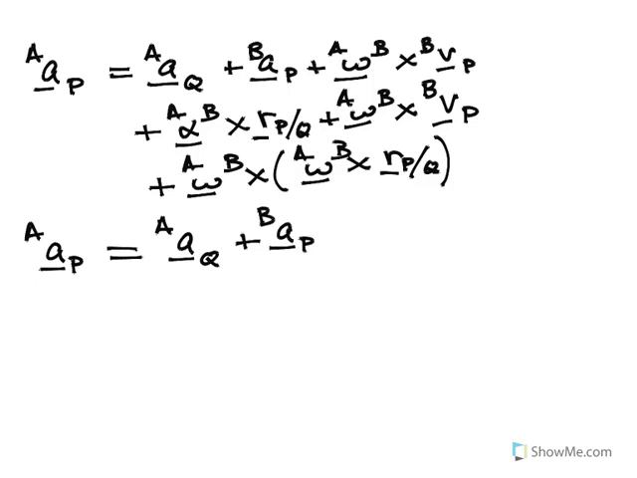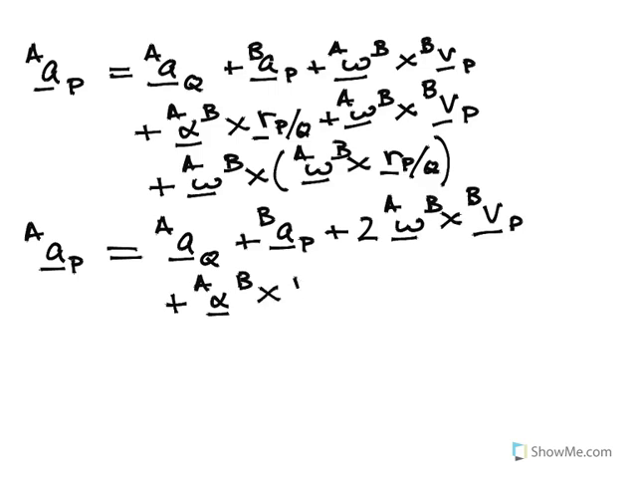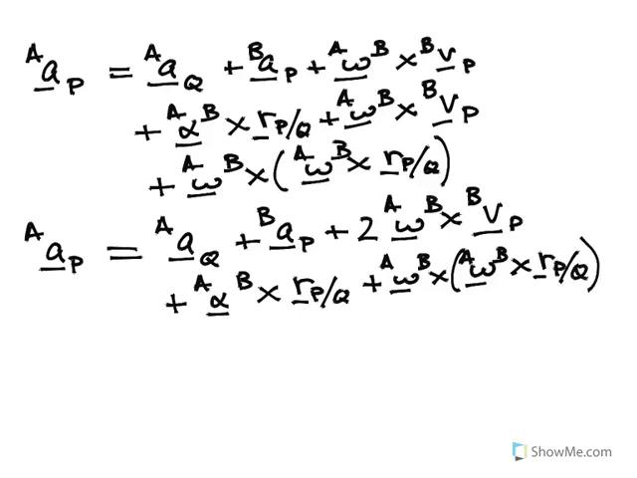And now you'll see here that I have two of these omega BA crossed with VP and B. So I get plus 2 omega BA crossed with VP in B, plus the angular acceleration of B in A crossed with RP relative to Q. And then I've got plus omega BA crossed with omega BA crossed with RP relative to Q. So I get 5 terms when I'm all done.